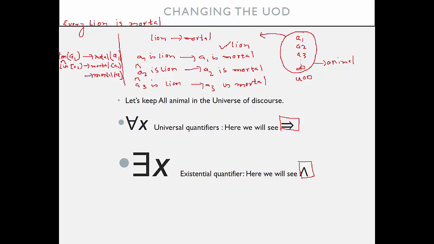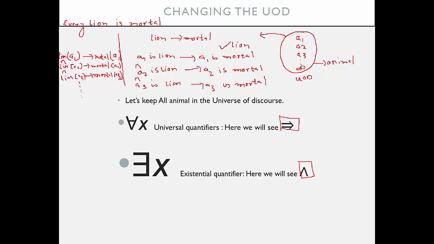A2 is mortal because A2 was a lion. A3 is mortal because A3 was a lion. So this will go on and on like this if we have many such statements.